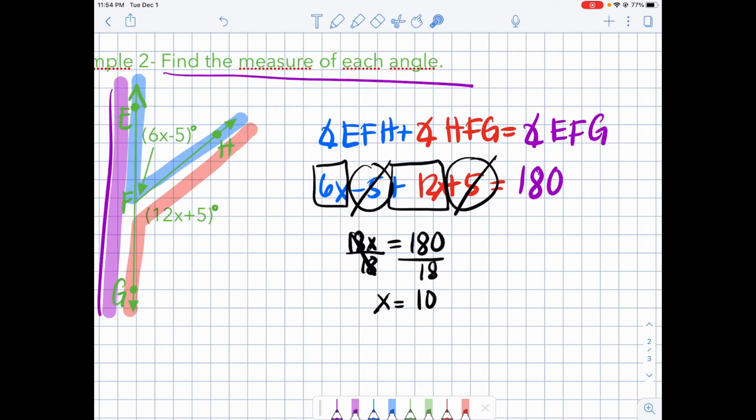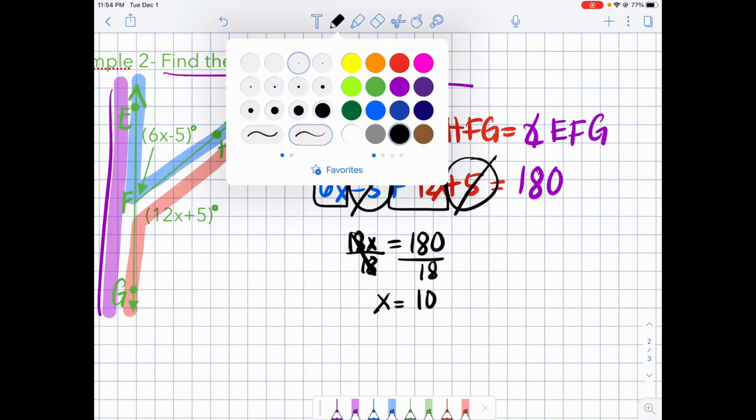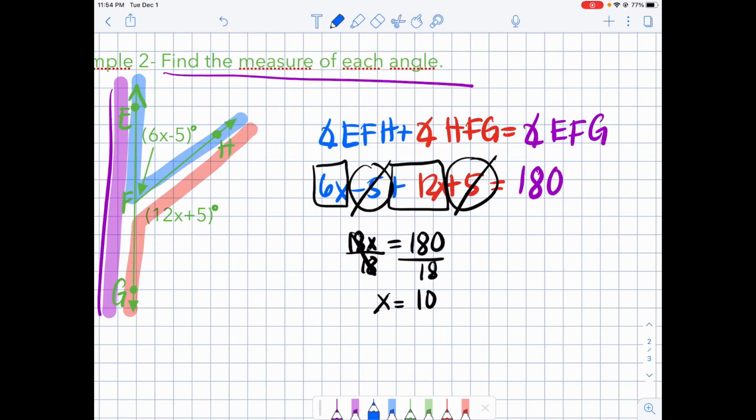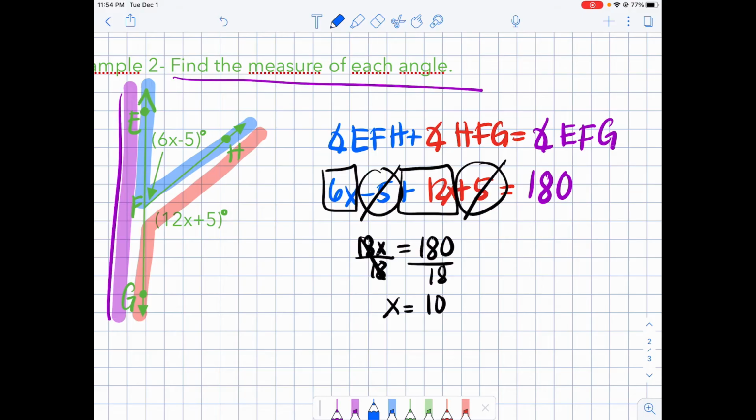So once again, we got to go ahead and look at what the directions tell us to do. And they say, find the measure of each angle. So all I'm going to do is plug in the information. So 6 times 10, which is my information that I found, minus 5. And so 6 times 10, that's going to be 60. Minus 5, and that's going to be 55 degrees, right?